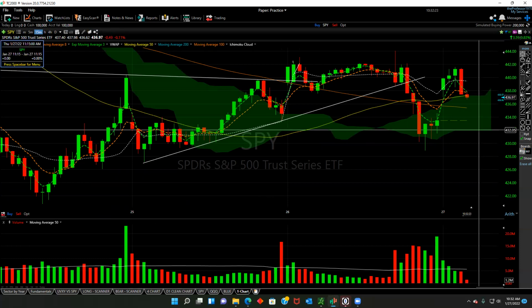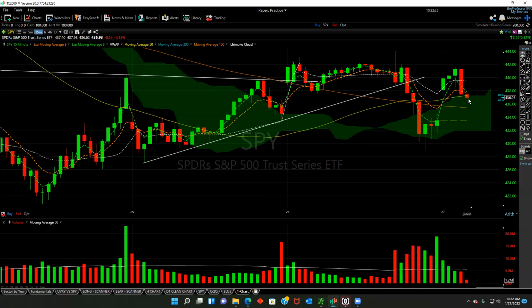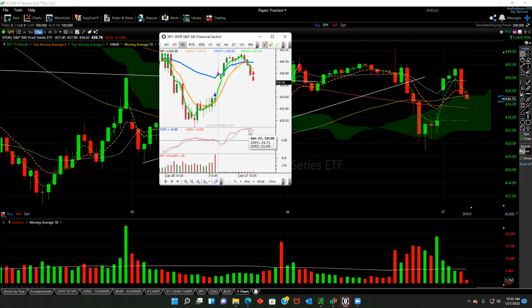Now, keep in mind that I use this in conjunction with 1-op, for example, which is right here. Right now, we just had a negative turn on 1-op right here, and a red arrow. So, I like the short right here. In fact, I'm going to take it. So just give me 1 second here.